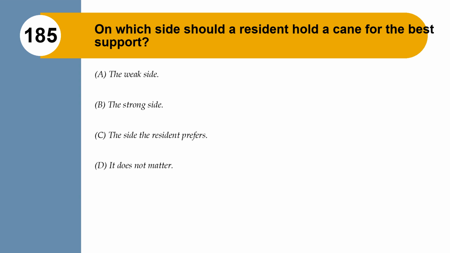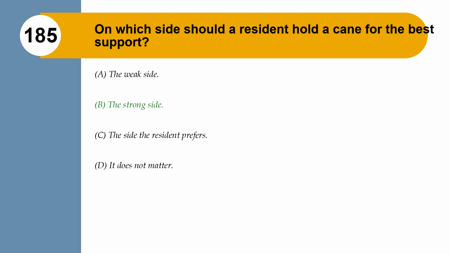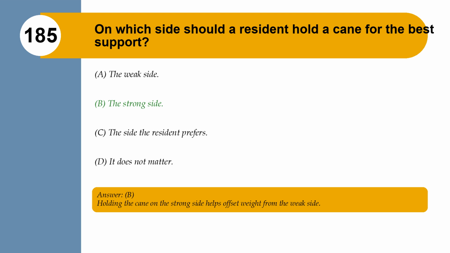Question 185. On which side should a resident hold a cane for the best support? Option A, the weak side. Option B, the strong side. Option C, the side the resident prefers. Option D, it does not matter. The correct answer is option B, the strong side. Explanation. Holding the cane on the strong side helps offset weight from the weak side.